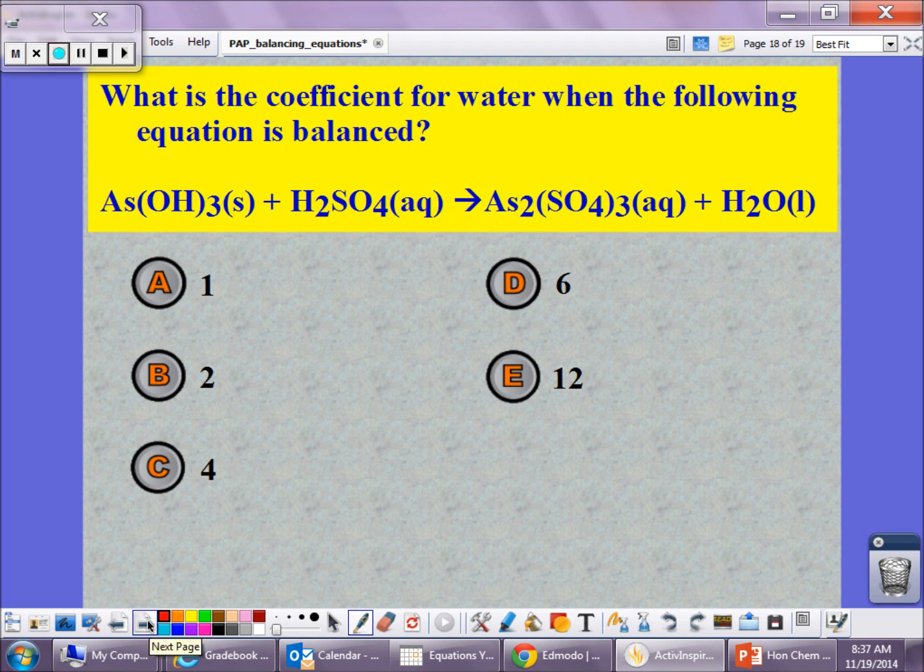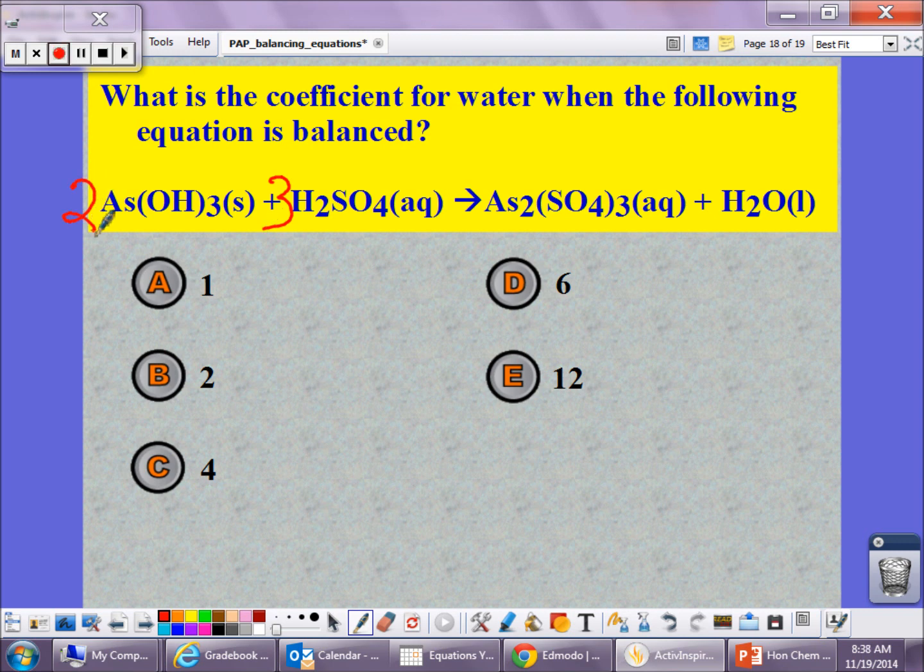Okay, let's move on. What is the coefficient for water when the following equation is balanced? Take your time, balance the equation before you choose. Let's see how fast we can go. Polyatomic ion, I like them. I don't see hydroxide on both sides, but I see sulfate here. I see 3 sulfate, so no choice but to put a 3 right here. And then arsenic is 1, arsenic 2, so I put a 2 right here.